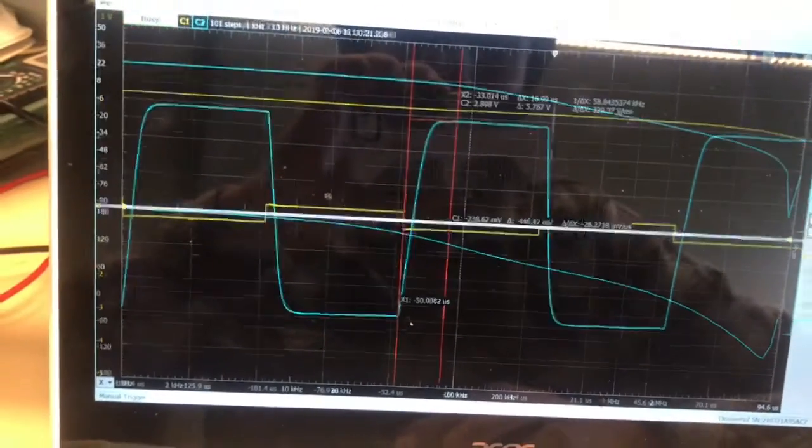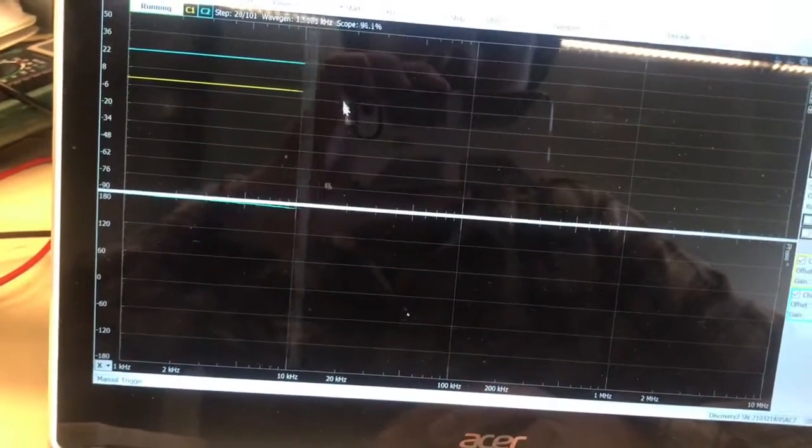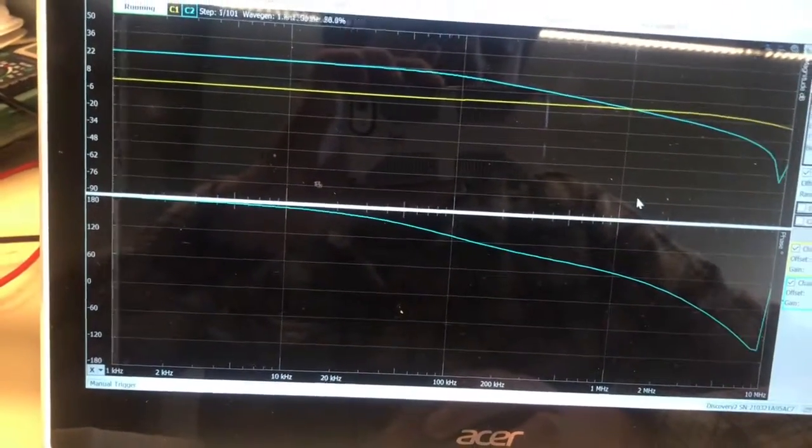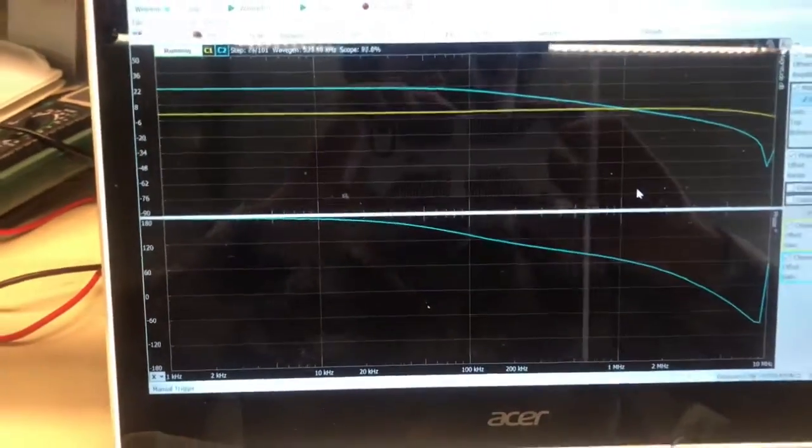And then we can do our network sweep, which is here, and this is what our network sweep looks like. More on that later.